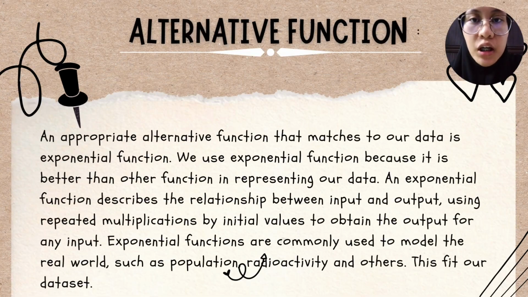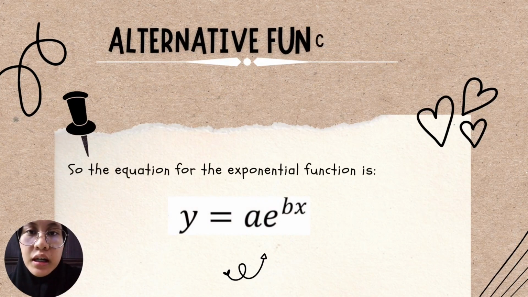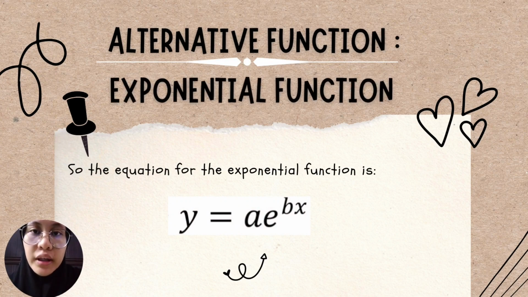For the alternative function, we use the exponential function. This is because the exponential function is better than other functions in representing our data. An exponential function describes the relationship between input and output using repeated multiplications by initial values to obtain the output for any input. Exponential functions are commonly used to model the real world, such as population, radioactivity, and others. These fit our dataset. The equation for the exponential function is y equal to a e to the power of bx.